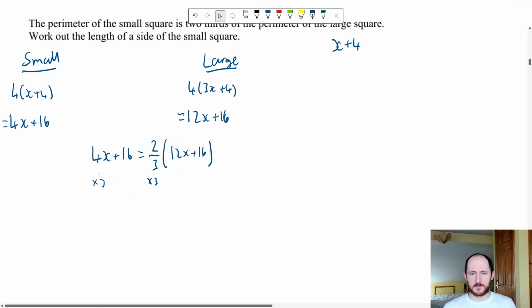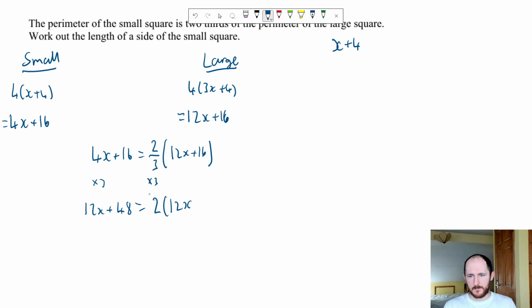Whereas if I times both sides by 3, we get 4x times 3, 12x. 16 times 3 is 48. Don't forget, when we times both sides by 3, we times everything on this side by 3. And on this side, well, what's 2/3 times 3? It's just 2. So that's quite a useful little trick. Then we can expand, rearrange, all that fun stuff.